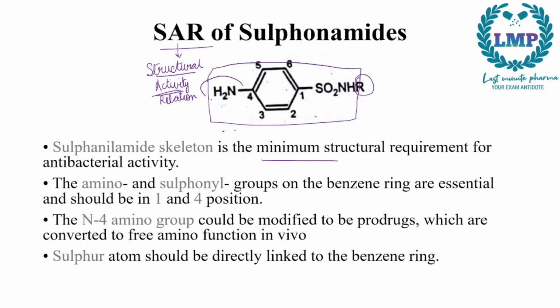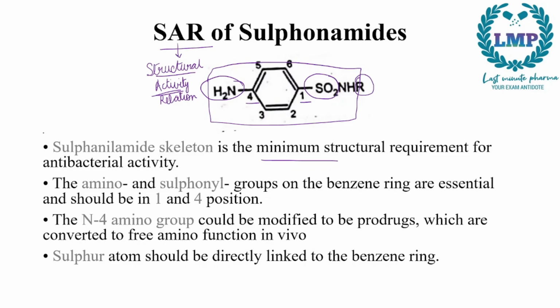Now the amino group and the sulfonyl group on the benzene ring are essential and should be in the first and the fourth position only. So the amino and the sulfonyl group should be in the first and fourth position only.